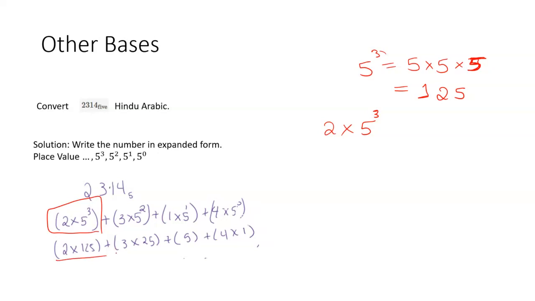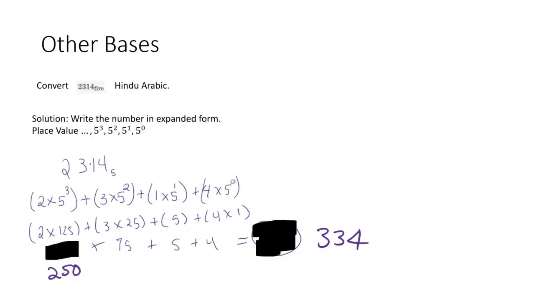So notice that below I wrote down 2 times 125 because the 2 is on the place of the 5 to the power 3. So it's going to be 2 times the value of the power, and then plus, and I do the same thing on each parenthesis, 3 times 25, 1 times 5, and 4 times 5 to the power 0, which is 1. So 4 times 1, it'll be 4. And this is my simplification.